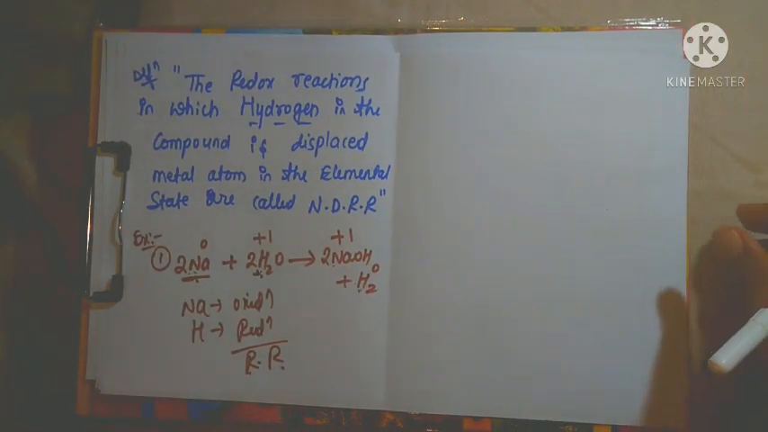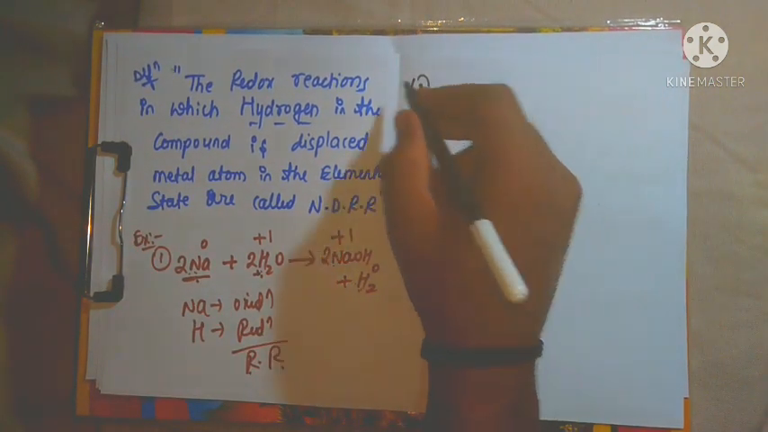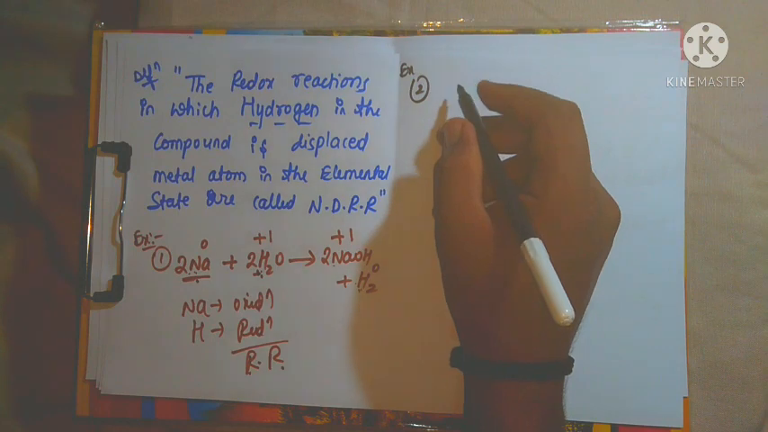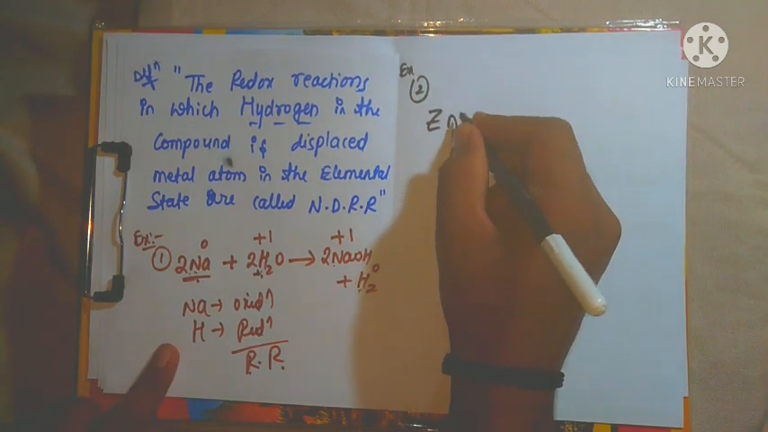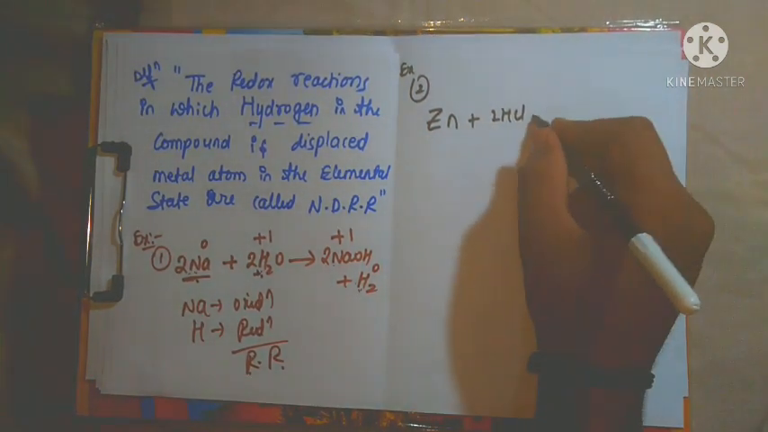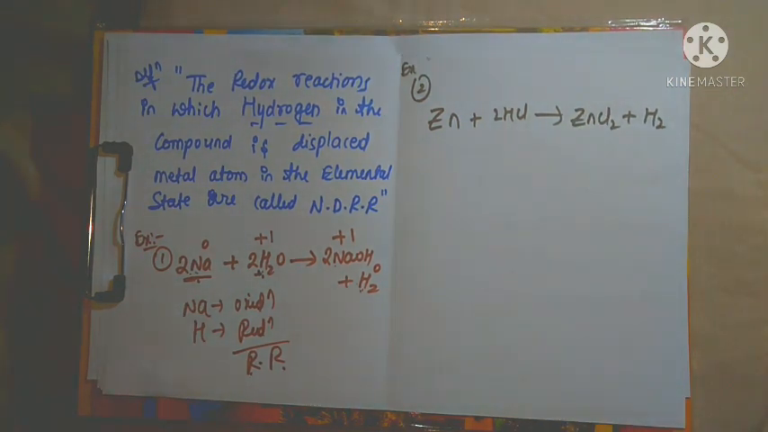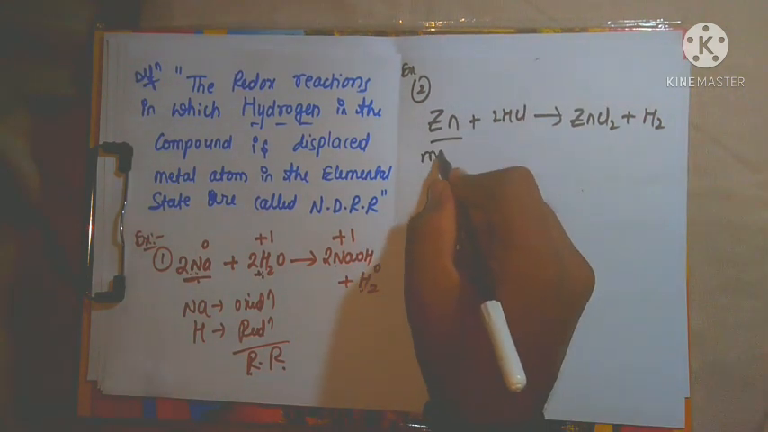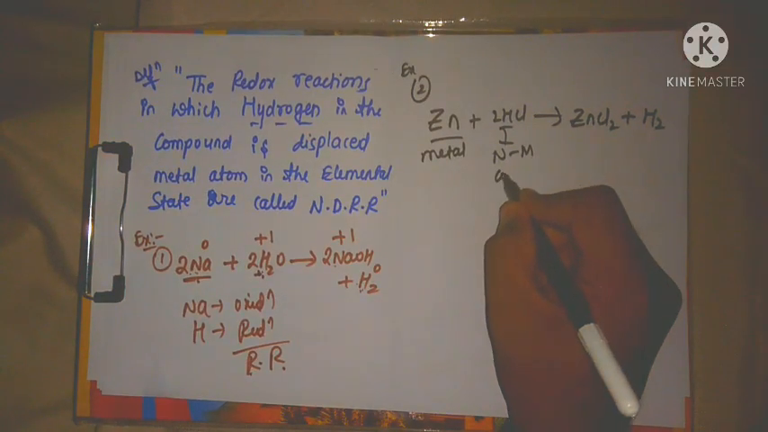Next we will go for the second example. Here I am taking a black pen. Example 2. We will take 2 examples, it is enough. Zn plus 2HCl gives rise to ZnCl2 plus H2. Just check here, zinc is the metal. Here hydrogen is in the compound. Hydrogen is the non-metal and it is in the compound.